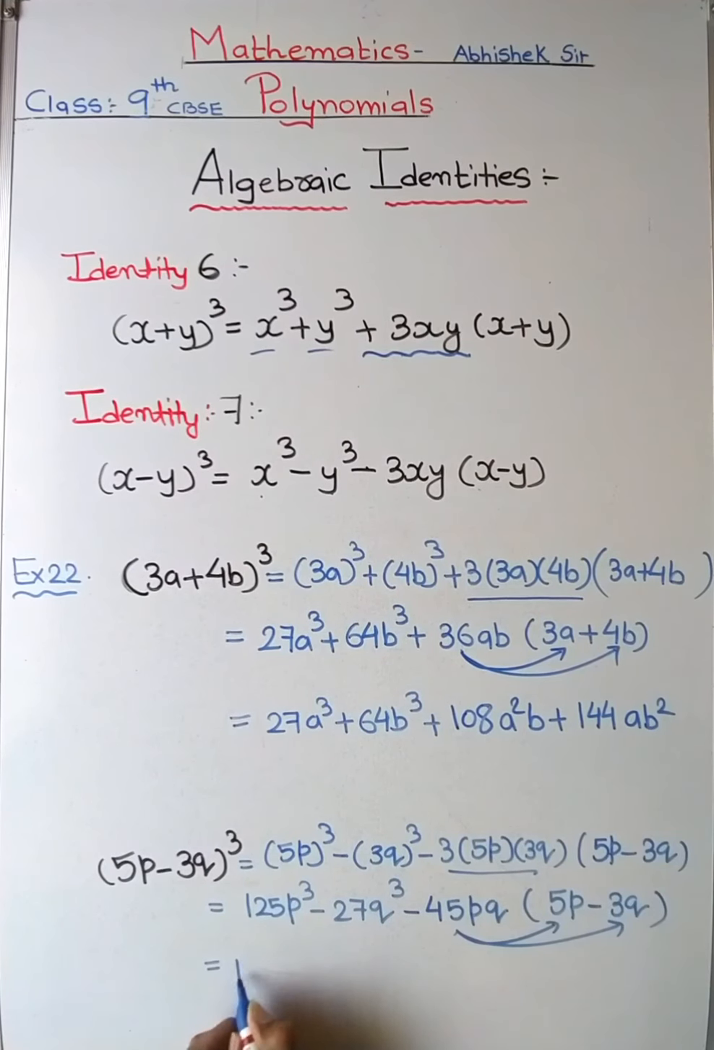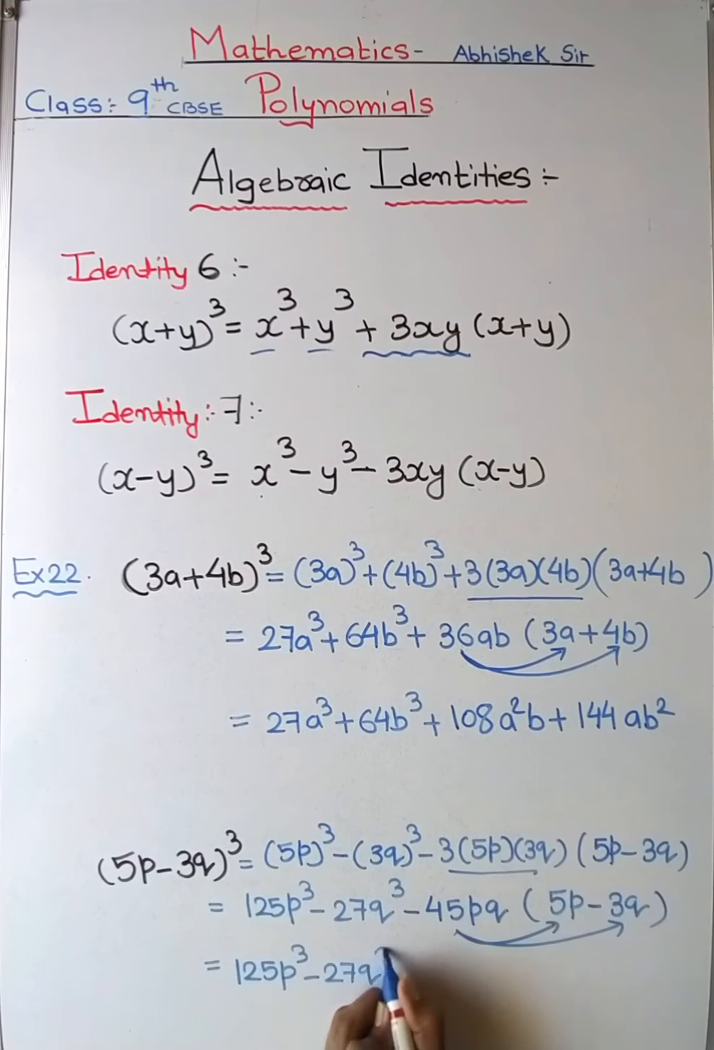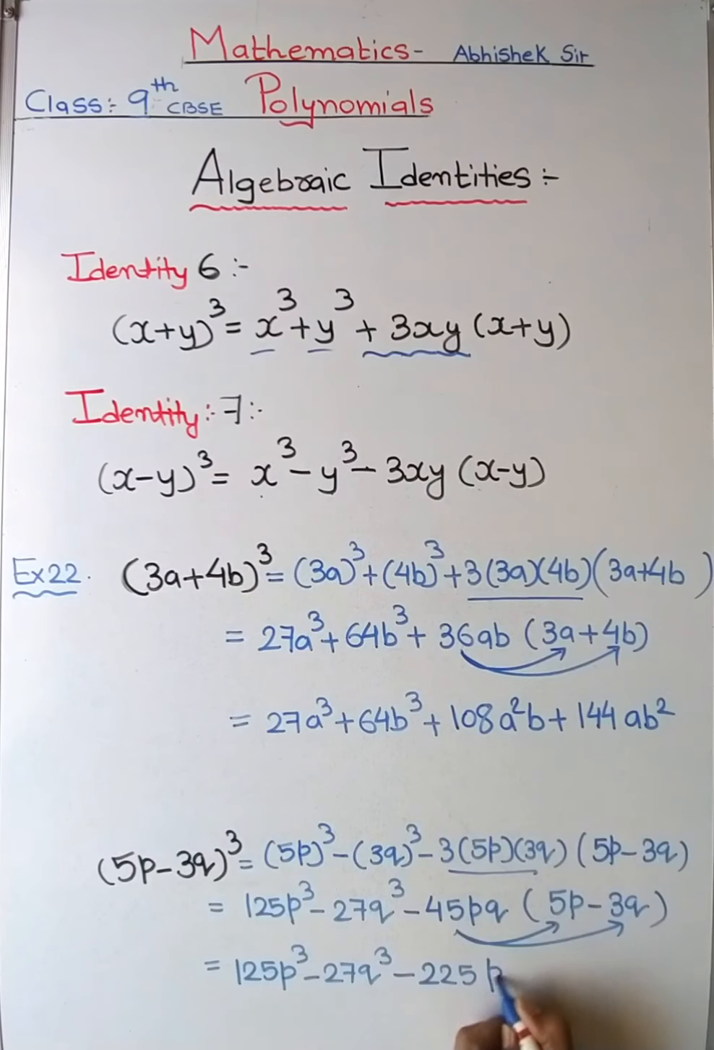So first two will be repeated, 125 p cube minus 27 q cube minus 45 5s are, so that is 225. pq into p will be p square q. Here minus 45 pq into minus 3q. Okay, so minus minus will become plus, 45 3s will become 135. pq into q is pq square. So this is how you will solve questions related to identities 6 and 7.